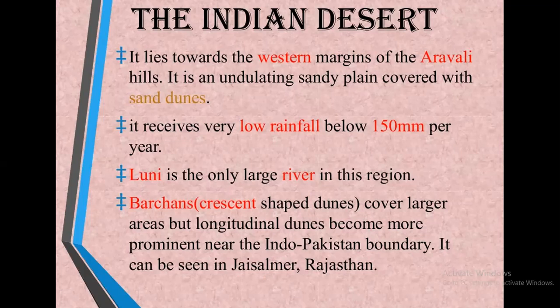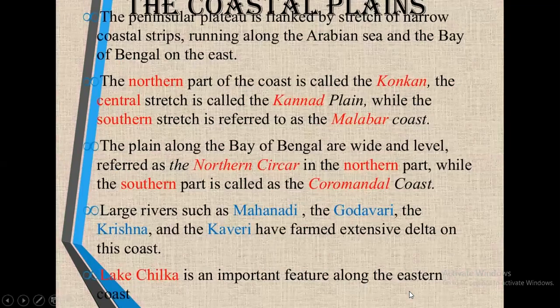Okay. Next, the coastal plains, the fifth section. We have seen northern mountains, northern plains, peninsular plateau. We have seen the Great Indian Desert. Now it is coastal plains, the fifth one. The peninsular plateau is flanked by a stretch of narrow coastal strips running along the Arabian Sea and the Bay of Bengal on the east.